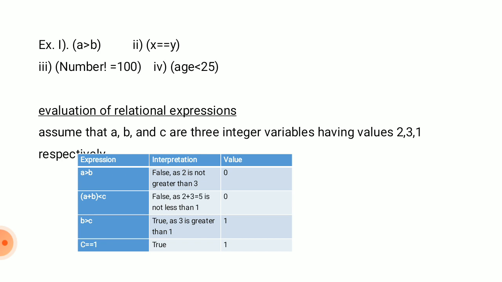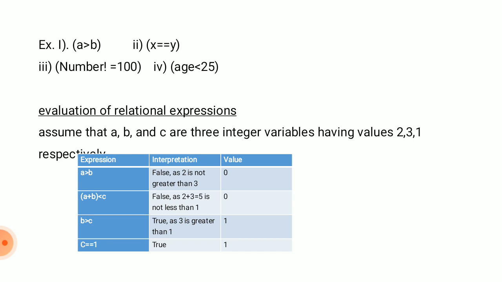Okay, so always keep that in mind. So A plus B means 2 plus 3, 5, less than C. What is the value of C? 1. Is 5 less than 1? No. So here also the condition is false, 5 is not less than 1, then the result is 0.